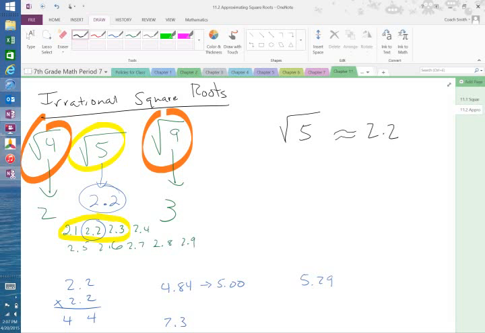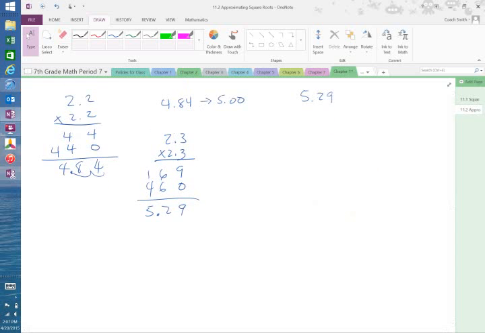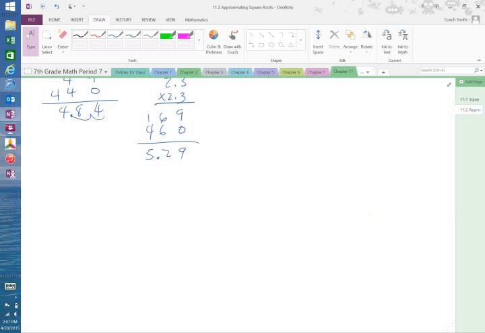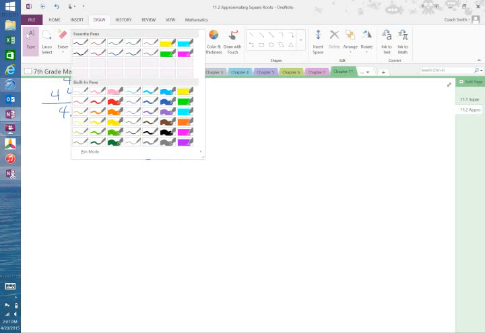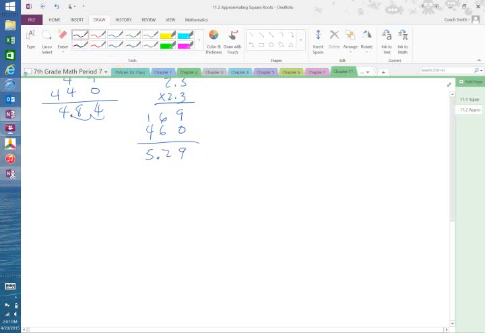Now, let's look at this one. Let's say I had the square root of 125. It's funny, I just did this in 8th grade, just last hour. You put the square root of 5, and then you're going to have all that work that I showed underneath it, and then you're going to circle 2.2.